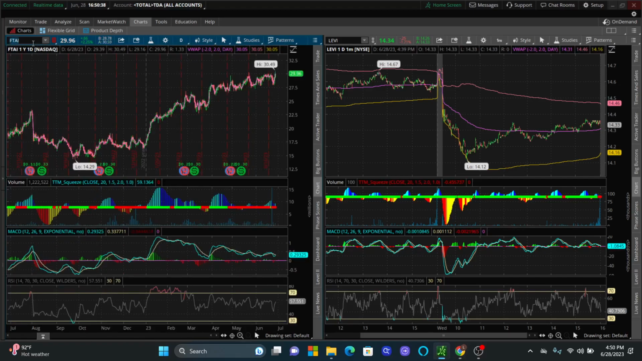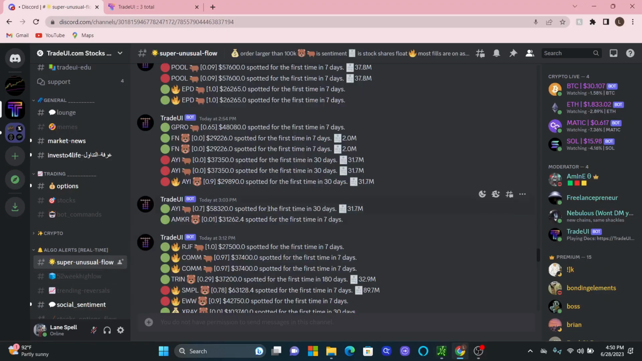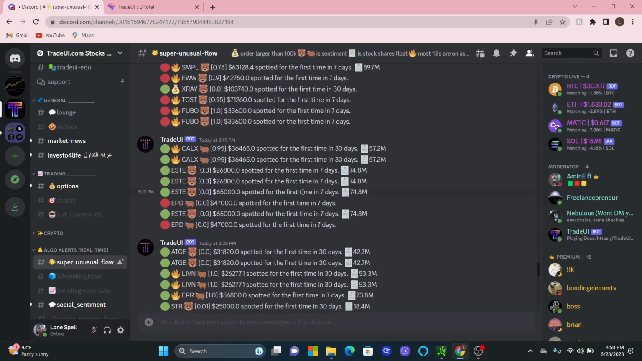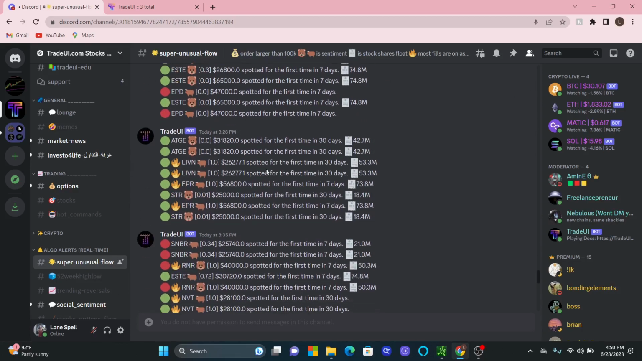FTAI. Alright, so FTAI has been running hard, so it looks like they're betting on a run to continue. Personally, I don't like these kinds of setups. It looks like they're betting on a breakout to go even higher. However, I'm going to keep looking through here. Oh, I see CALX again. That was good.